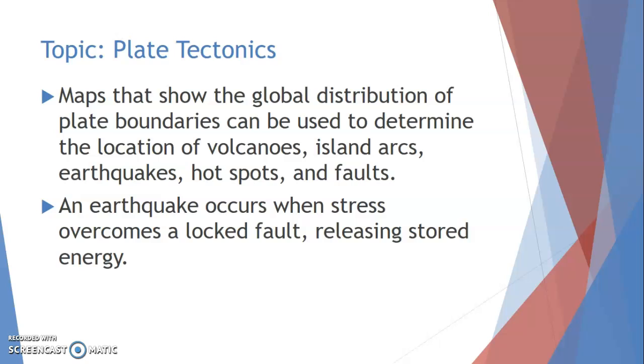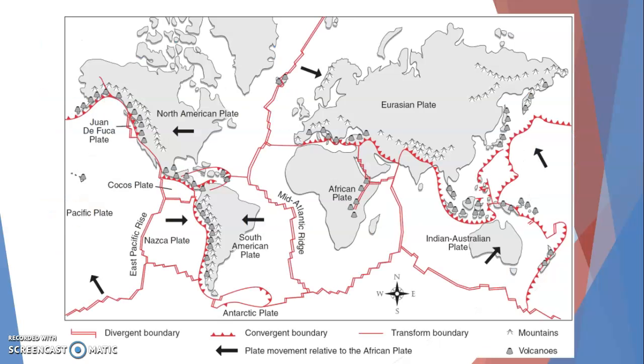So there are maps that will show the global distribution of plate boundaries, and those can be used to determine the location of volcanoes, island arcs, earthquakes, hotspots, and faults. So again, we know that these different land formations take place at the different types of boundaries. So if we know where those boundaries are, we can make predictions about what kind of land formations we'll see there. And then earthquakes occur when stress overcomes a locked fault, releasing stored energy. So a locked fault is basically just when you've got these two plates that are grinding against each other, and that energy is building up and they're not necessarily moving. And then once it moves and the energy is released, it reverberates and it creates that earthquake. Here's an example of a map where you can see the different boundaries.